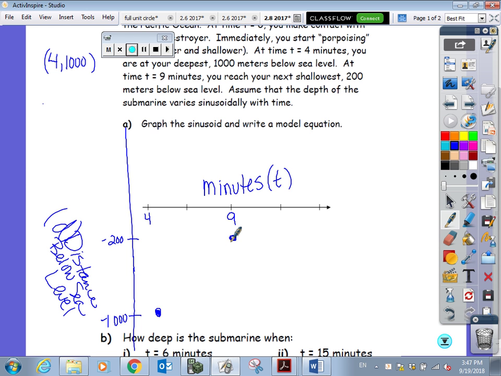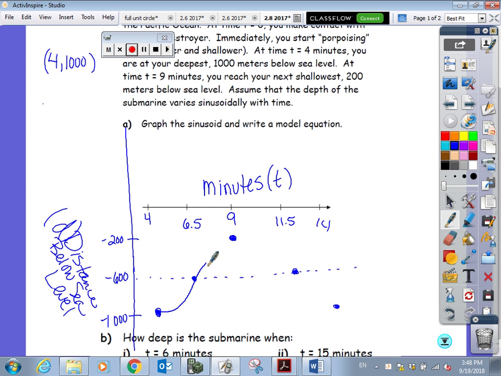Since that's our shallowest, we know we have this middle. Again, I like to draw a dashed line, not necessary. So negative 200 plus negative 1,000, the middle would be negative 600. That's important because that's going to be our D value in a minute. And if we go from deepest to shallowest after 5 seconds, then another 5 seconds would take us to 14. The middle right here would be 6.5 or 13 over 2, then 11.5 or 23 over 2. And then we have a middle, and then we have another low.